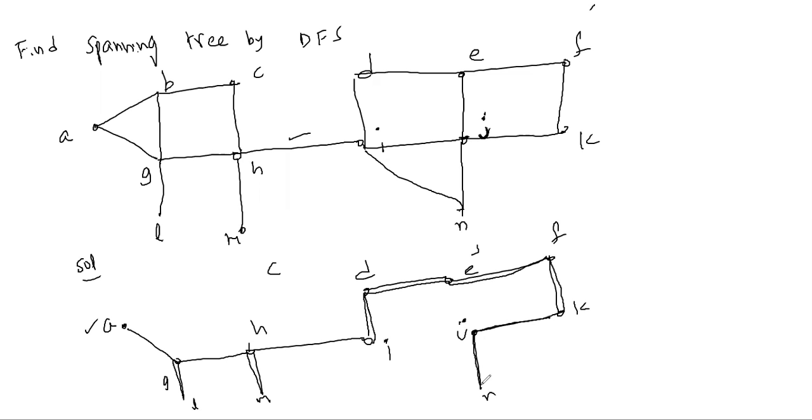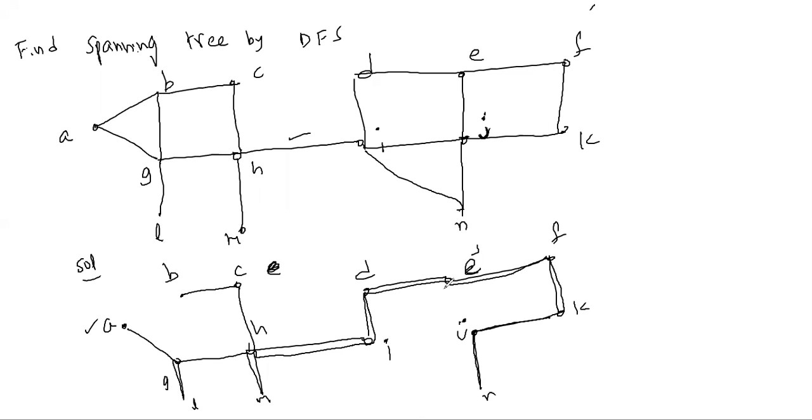I, no. Next come to H. Does H want to be covered? Yes. H wants to be covered, one vertex, C. Next, does C want to be covered? Is there any vertex? Yes, B. Are all vertices covered? Yes. This is a spanning tree.